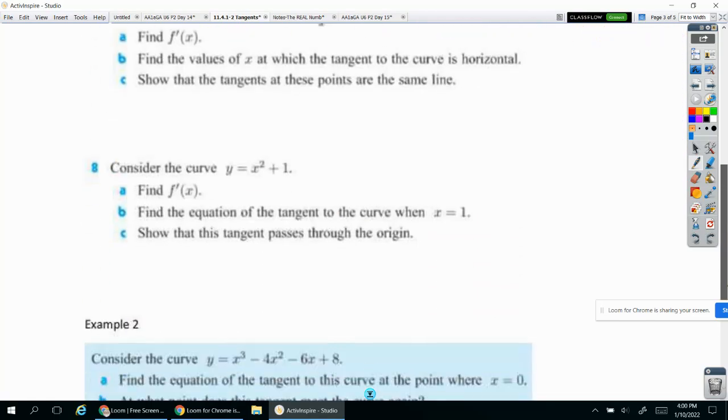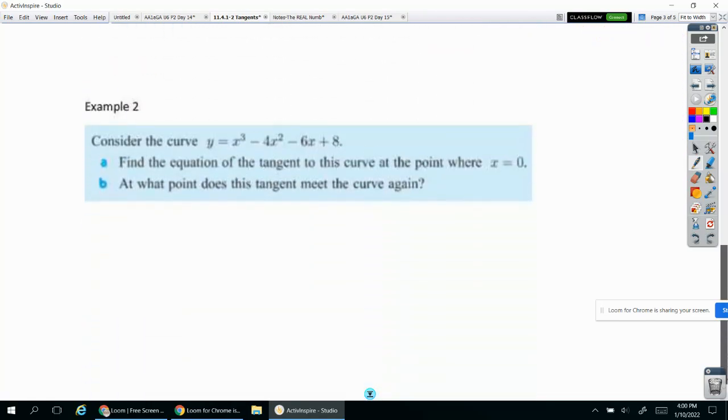I want to also go over this example. Consider the given curve y equals x cubed minus 4x squared minus 6x plus 8. Find the equation of the tangent line to this curve at the point where x equals 0, and then at what point this tangent meets the curve again.